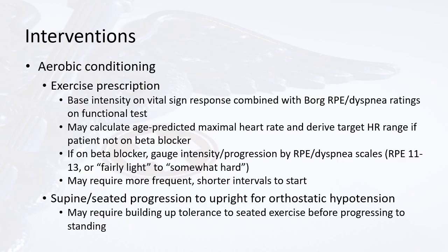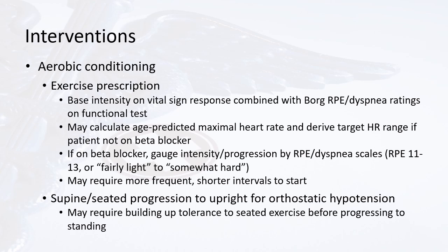Aerobic conditioning will likely be a part of every patient's physical therapy plan. Exercise prescription is important, and we should base the exercise intensity on vital sign response combined with the Borg Rate of Perceived Exertion and/or dyspnea rating on the patient's functional test. In addition to that, we may also calculate an age-predicted maximal heart rate and derive a target heart rate range if the patient is not on a beta blocker.